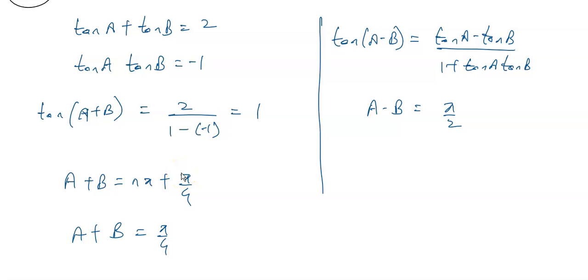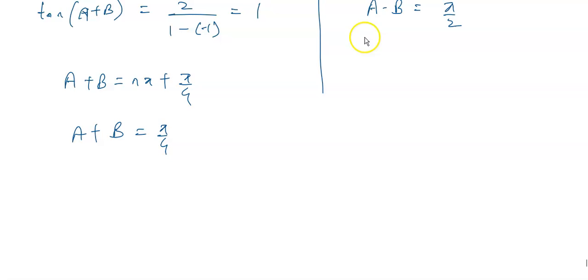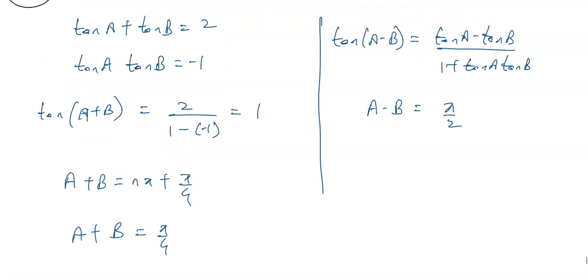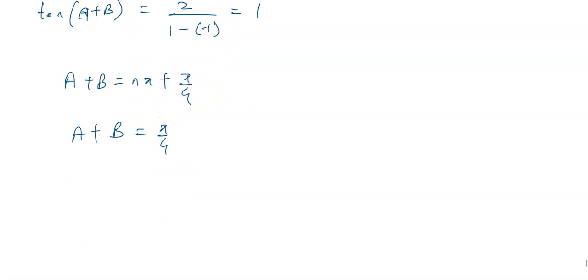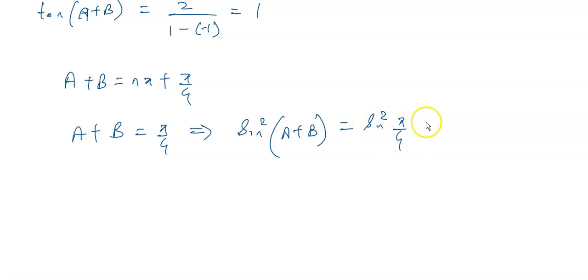In fact, I need only A plus B. Why I am finding this A minus B? इसकी ज़रूरत नहीं थी. Over thinking, not needed. यहाँ पे मेरा आंसर आ जाएगा. ठीक है. So from here I can see that sine square of A plus B, that will be equal to sine square of pi by 4, and that is 1 by 2. So this is the answer.